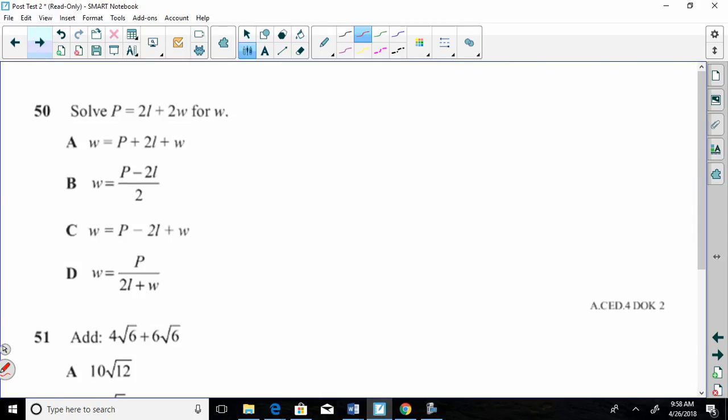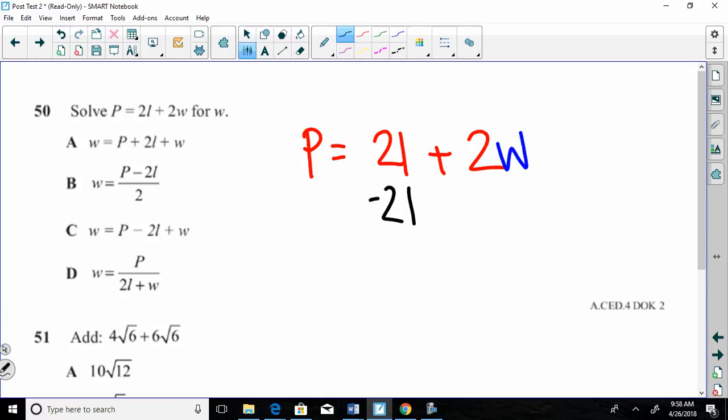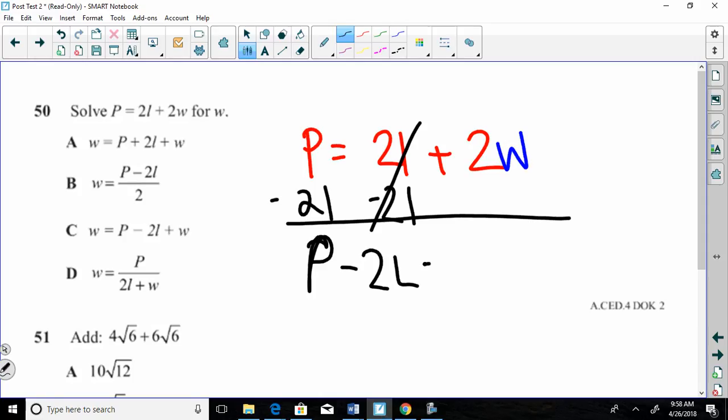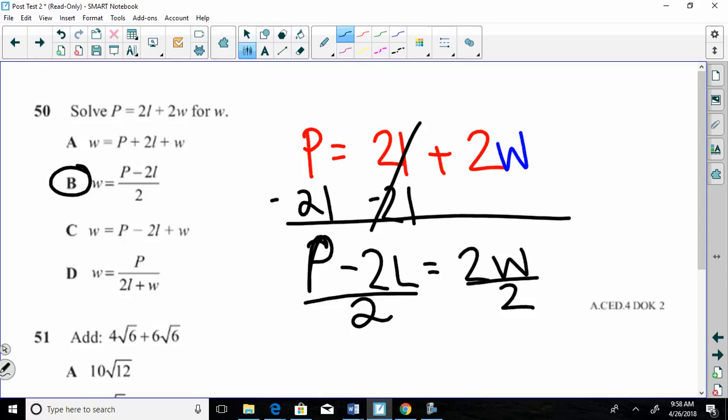All right. They just want us to solve for what letter? W, right? And so what do I do first? Subtract 2L, right? It looks like 21, but it's 2 times length plus 2 times width. So I end up getting P minus 2L equals 2W. Then how do I get W by itself? Divide by 2. And so what's your answer? B. So the answer could look like that.